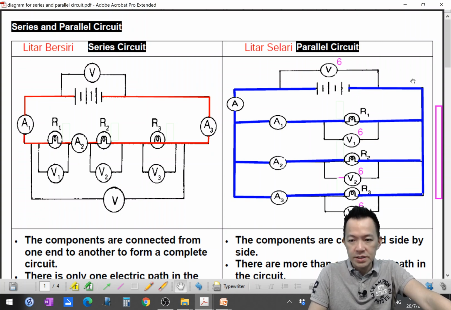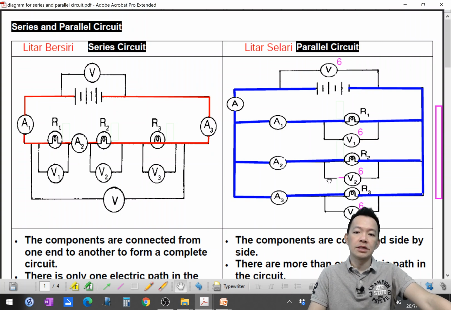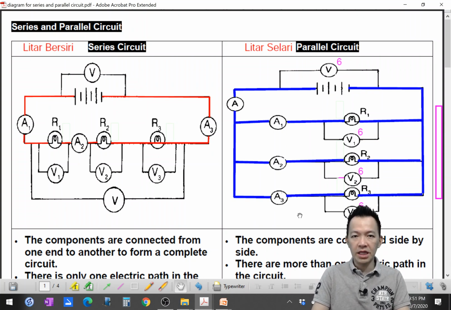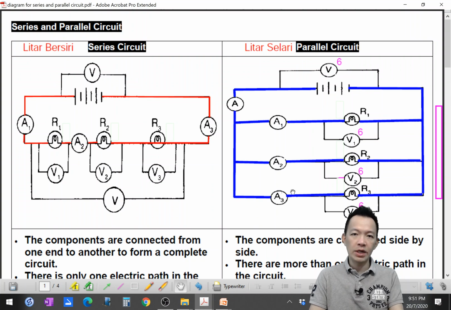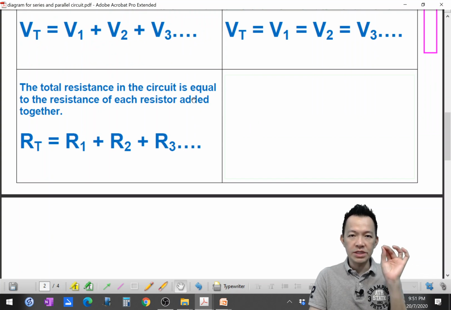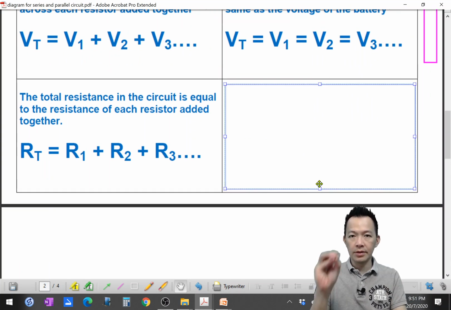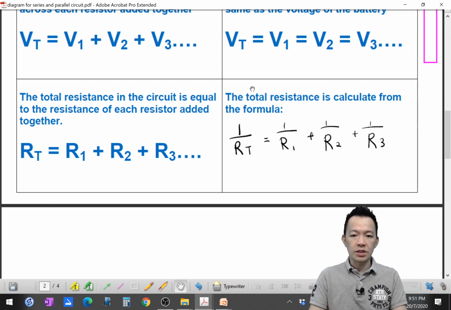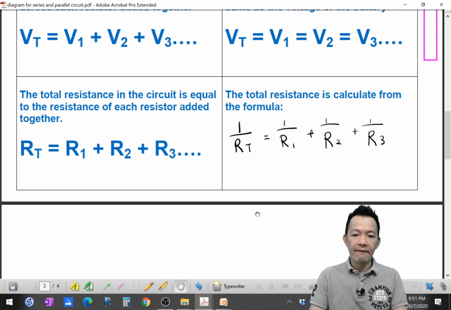But the problem is, you cannot tell how many electrons pass through each light bulb, right? That's why, to calculate the total resistance in the parallel circuit, we have to use the mathematical formula from the scientists. Where does the formula come from? I don't know, I only give you the formula. We're going to use the formula to calculate the total resistance.